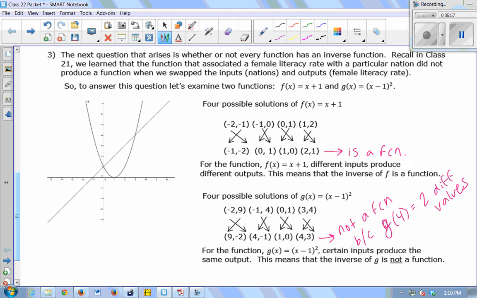Okay, so for the function, certain inputs produce the same output. Certain inputs produce different outputs. That is the problem. This is a typo. Oh, no. Sorry. We're talking about g, the original function g. Certain inputs produce the same output, so that when I reverse them, it's not a function. Okay. So that means that the inverse of g is not a function.